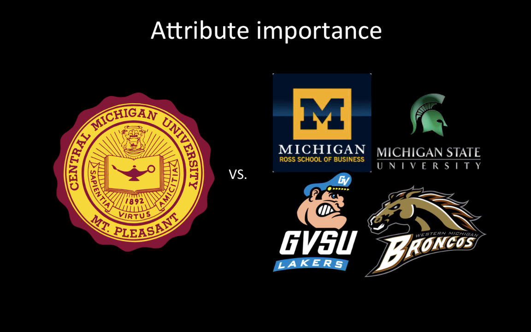So then we went along and, with attribute importance, we compared ourselves with universities in Michigan. So we took Michigan, Michigan State, Grand Valley, and Western. We tallied all their attribute importance scores up, and then we compared it with ours.